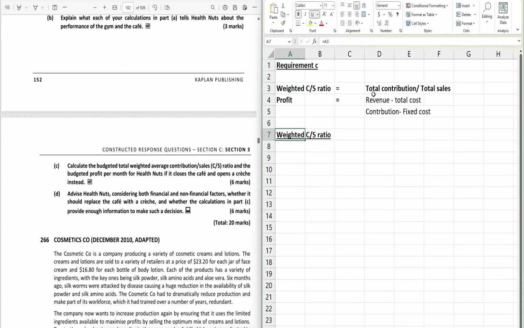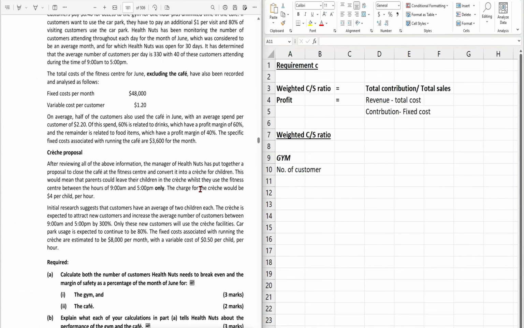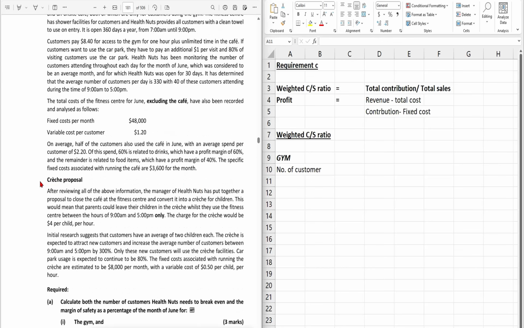We have two products. Earlier there were gym and cafe. Now it will be gym and the crèche. So for the gym, what is the number of customers? Let's visit the scenario again. This is the crèche proposal. After reviewing all of the above information, the manager of Health Nut has put together a proposal to close the cafe at the fitness center and convert it into a crèche for children.